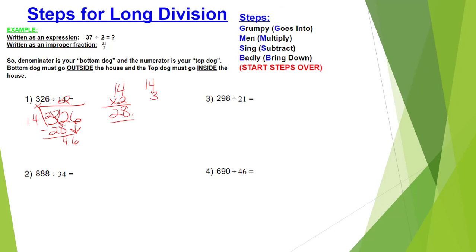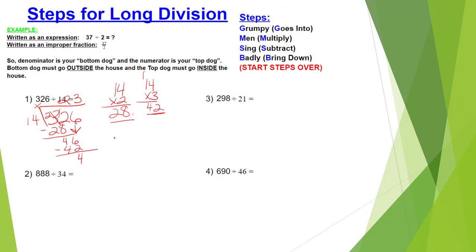14 times 3. 3 times 4 is 12. Carry your 1. 3 times 1 is 3, plus the 1 is 4. So if I did another group of 14s to make it 4 groups of 14, that would be too big. So it goes into 46 3 times. Multiply. 3 times the 14 was 42. Subtract. Bring down. Nothing to bring down.